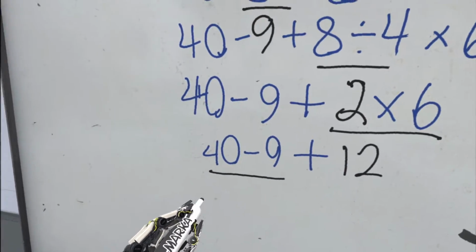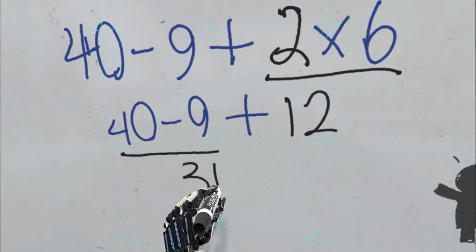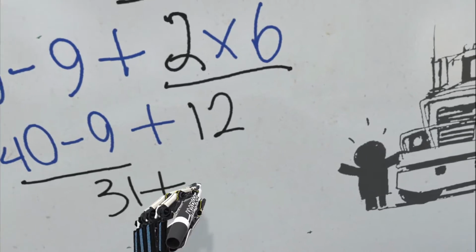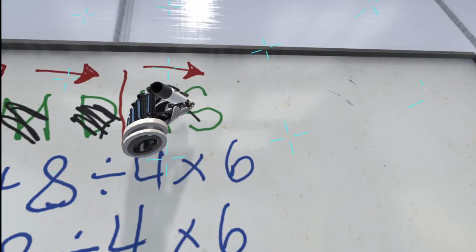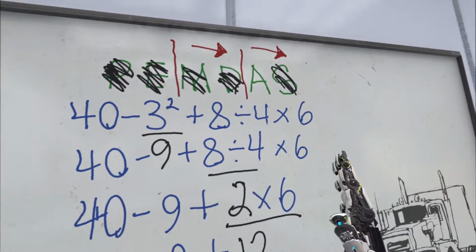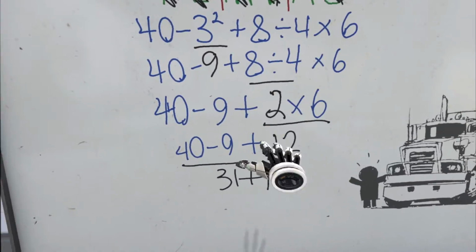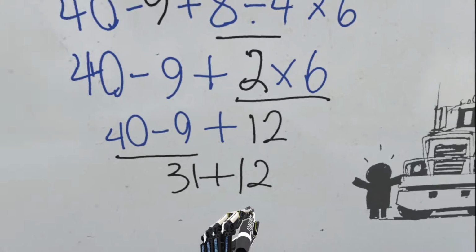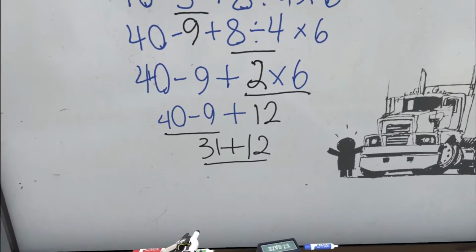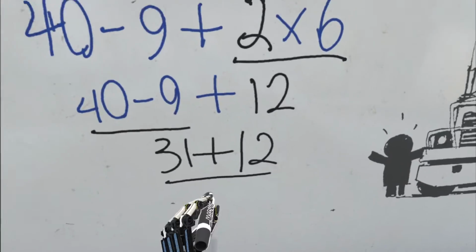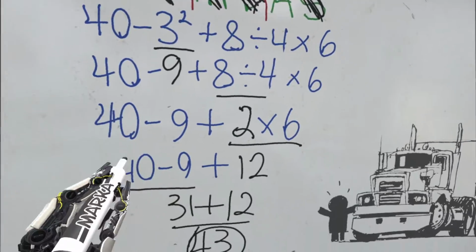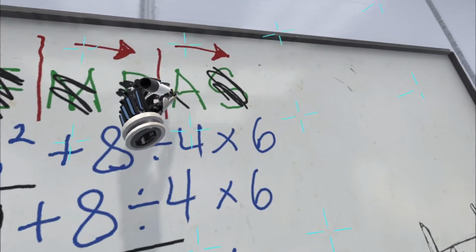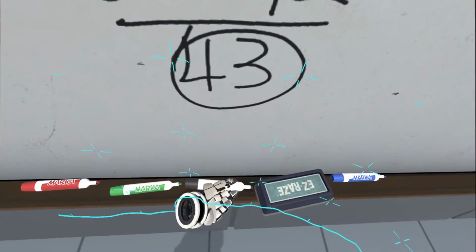And what's 40 minus 9? 31. Whatever was not underlined, you bring it down again. Scratch off S for subtraction. You notice there's one thing left to do, addition. And that's right here, what we have, addition. And what is 31 plus 12? Your answer is 43. I'm done with addition. And let's look back at what we have.